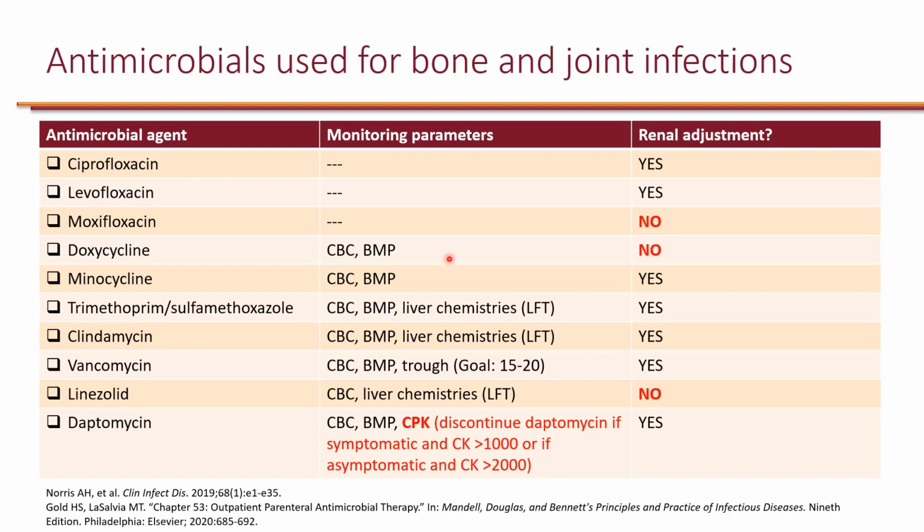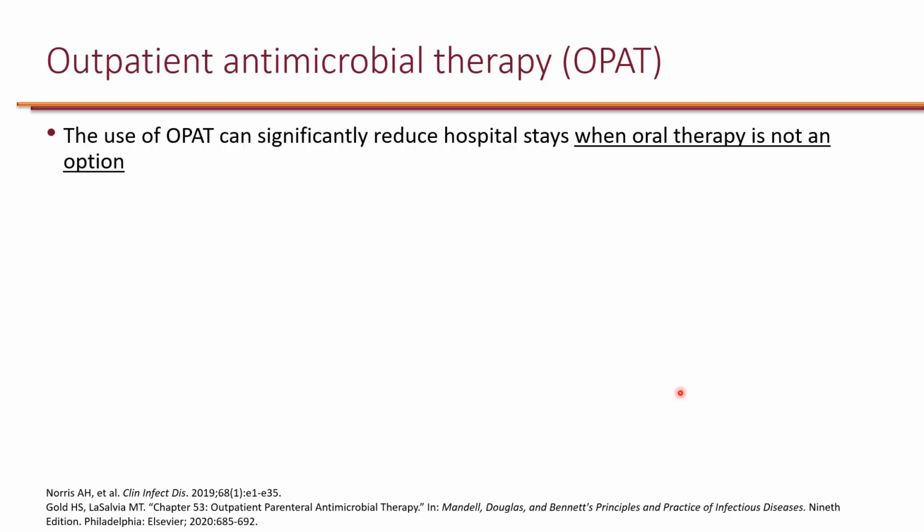So these symptoms would basically be muscle ache and other symptoms of rhabdomyolysis. Now, in particular, moxifloxacin and doxycycline as well as linezolid do not need to be renally adjusted. Now, what exactly is outpatient antimicrobial therapy, or OPAT? According to IDSA, OPAT is defined as the administration of parenteral antimicrobial therapy in at least 2 doses on different days without intervening hospitalization. And the use of OPAT can significantly reduce hospital stays when oral therapy is not an option.